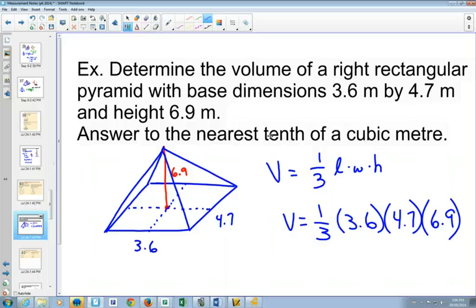Someone have an answer already? 116.74. So if it's to the nearest tenth, 116.7 would be enough meters cubed.